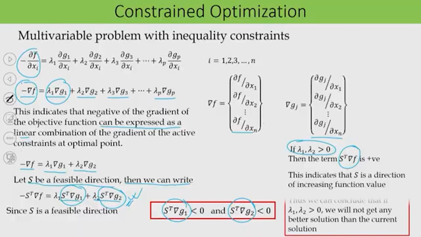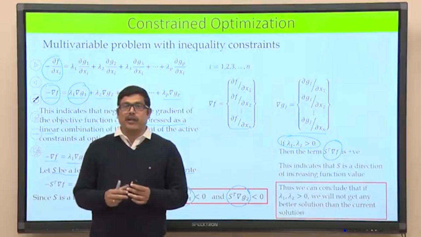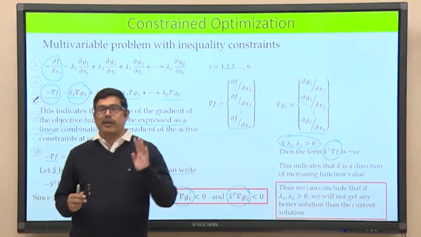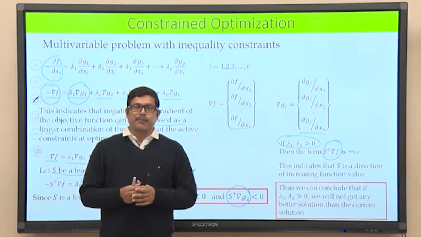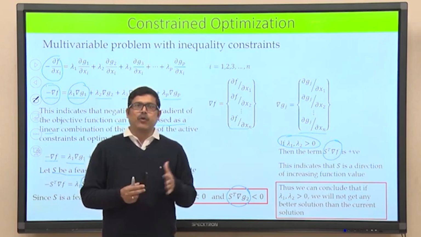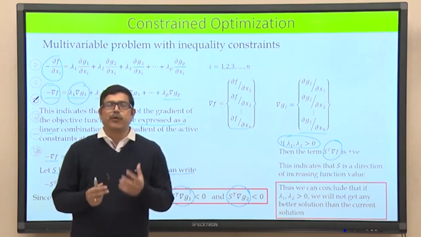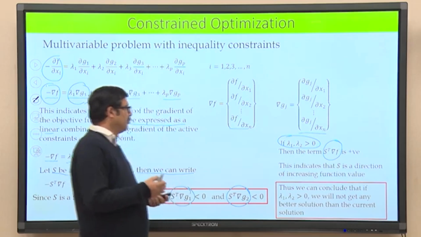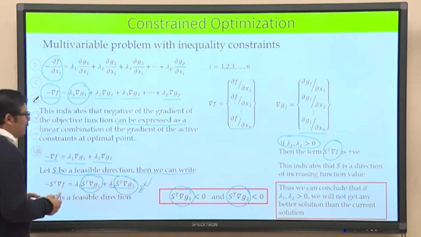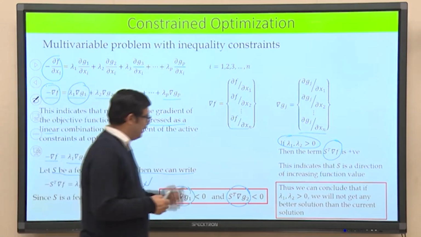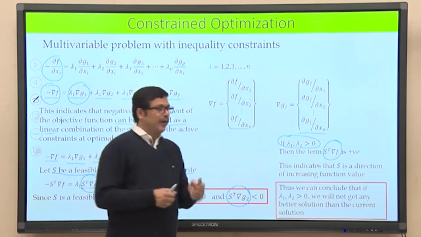So then what is the condition? Thus, we can conclude that if lambda 1 and lambda 2 are positive, then we will not get any better solution than the current solution. If lambda 1 and lambda 2 both are positive, in that case you are not getting any improved solution than the current solution. So the current solution is the optimal solution in that case. I hope this is clear.